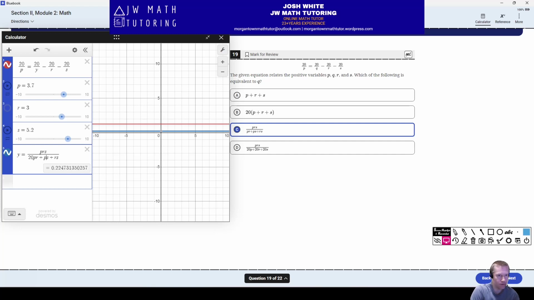Just whatever. I'll do it. Put the 20s in down here. Okay, this does not overlap, so this is not the correct answer. So again, that's how you could do this in Desmos.